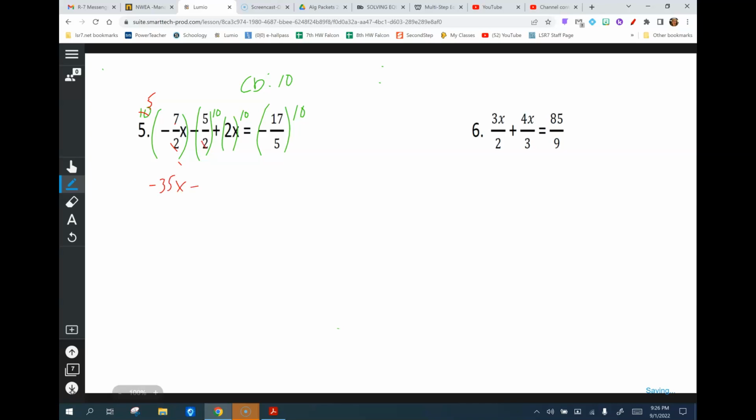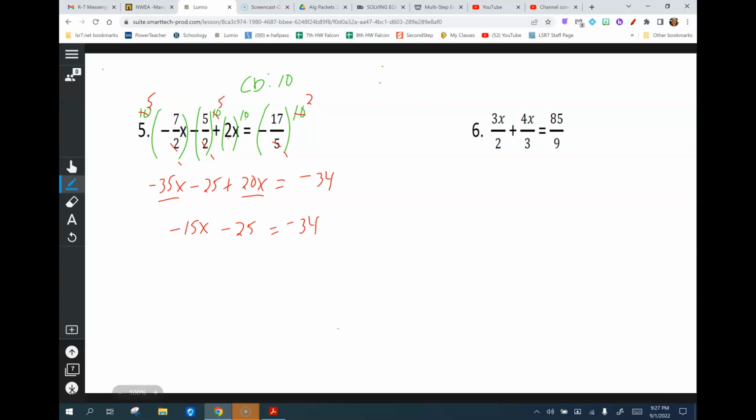Minus, I can cancel out a 2, divide by 2. Divide 10 by 2, I get a 5. 5 times 5 is 25. Plus, nothing to cancel. I just have 2x times 10, which gives me 20x. On the other side, I can divide by 5, and I take 17 times 2, and I get 34. Combine like terms, I get negative 15x minus 25 is equal to negative 34. Okay? And solve that the rest of the way.